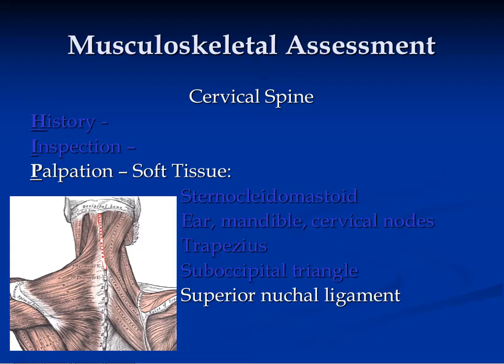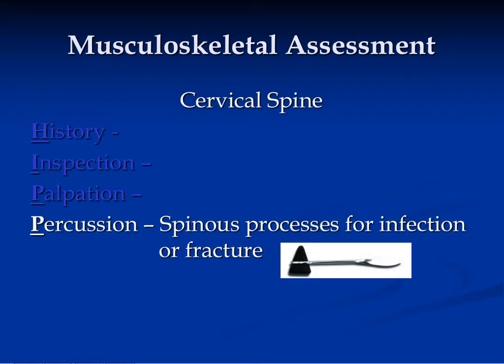The nuchal ligament, which is also referred to as the paxwax, is a fibrous membrane which in the neck represents the supraspinal ligaments of the lower vertebra. It is unique to human beings and is required by bipedal mammals for running. Percussion involves gently tapping the spinous processes to rule out infection or fracture.